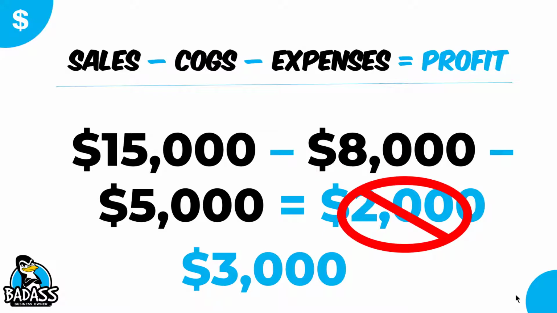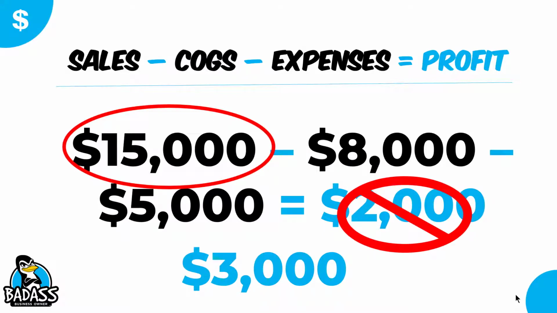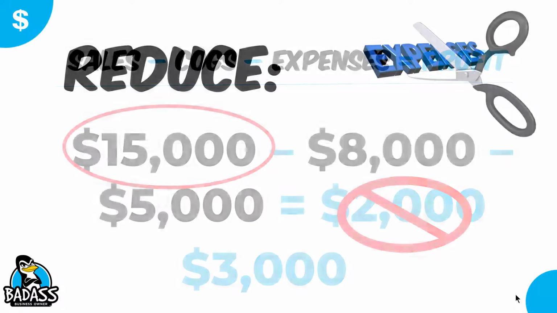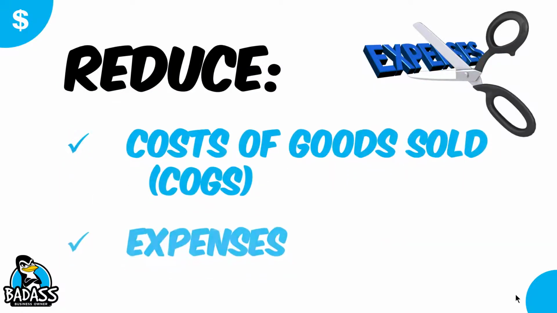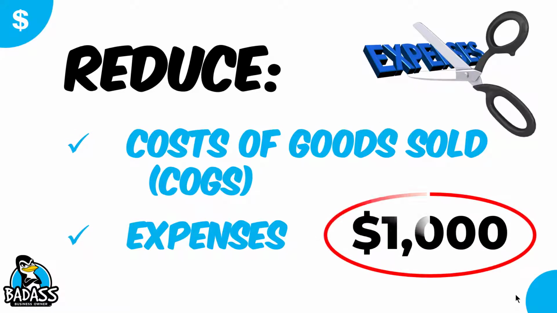But let's just say that's not good enough and you want to figure out how you can get that up to $3,000 but without changing your sales. How are you going to be able to do that? Well, you've only got two places you can go to in our calculation: your cost of goods sold and your expenses. That's how you're going to come up with that $1,000. That's where you need to dive into to be able to increase those profits.